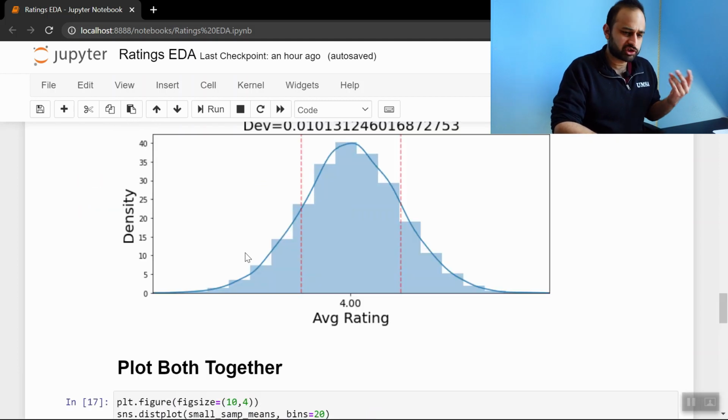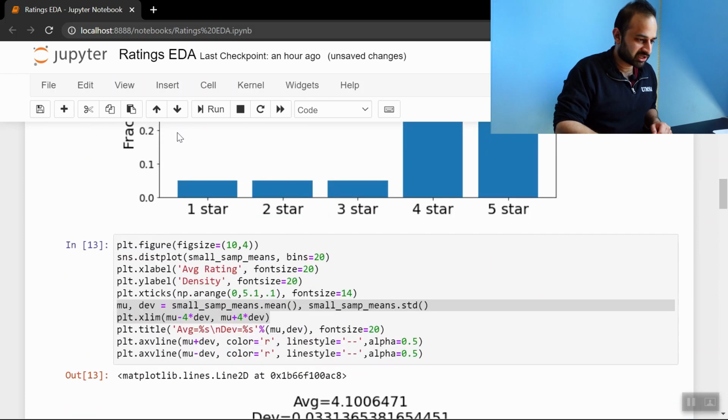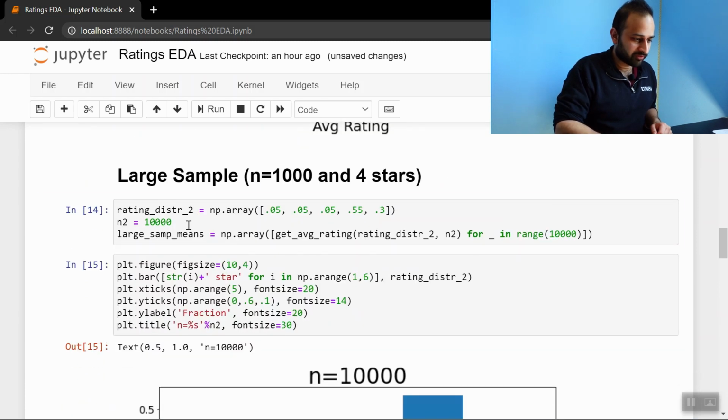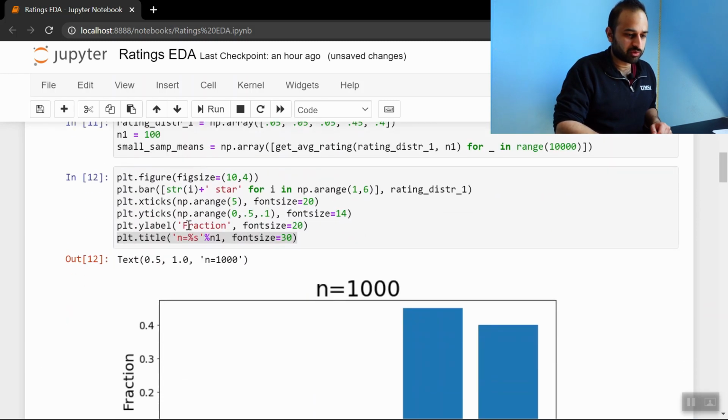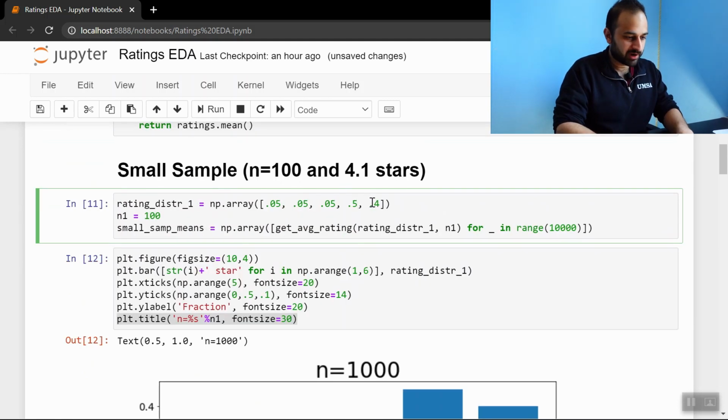So let's just do one more. What if instead of fudging with the sample sizes, so let me put these sample sizes back to 100 and 1,000, and instead let me fudge with the distribution of ratings so they're closer to each other. So I'll set this to 0.5, and I'll set this to 0.35. Does that add up to 100%? 35, 40, yeah, that adds up to 100%.